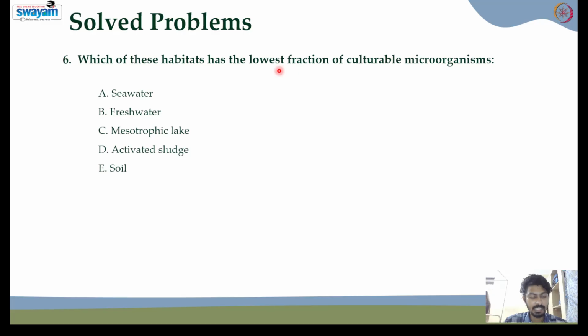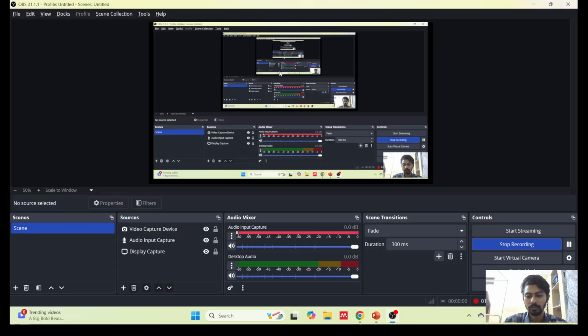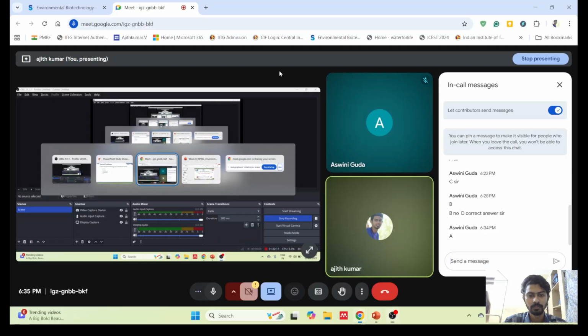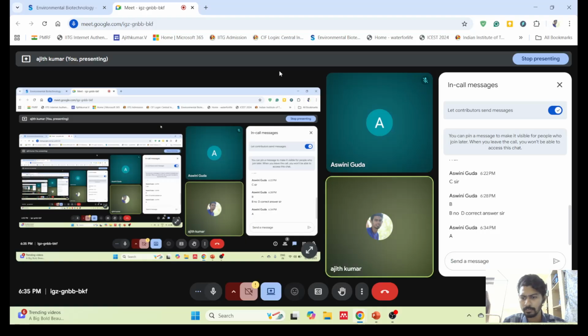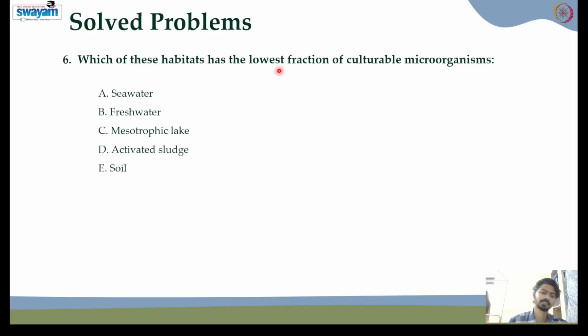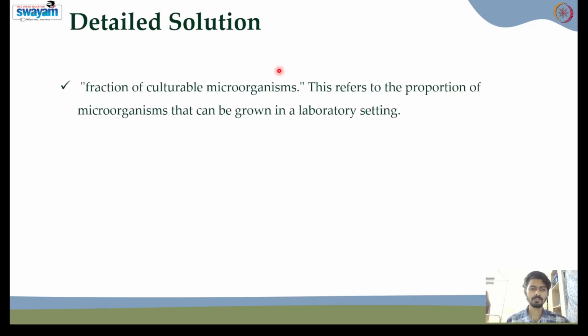So let's see the answer now. Option A. Yes, it is correct. Option A, seawater, has the lowest fraction of culturable microorganisms. First, we will understand the term fraction of culturable microorganisms. So what does it refer to? It refers to the proportion of microorganisms that can be grown in the laboratory setting.